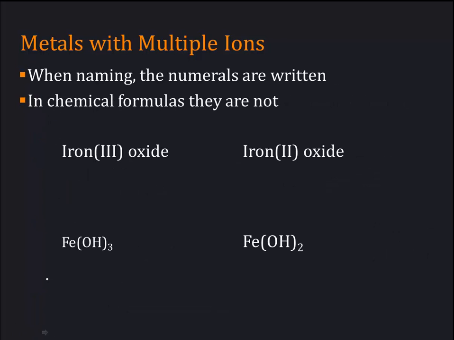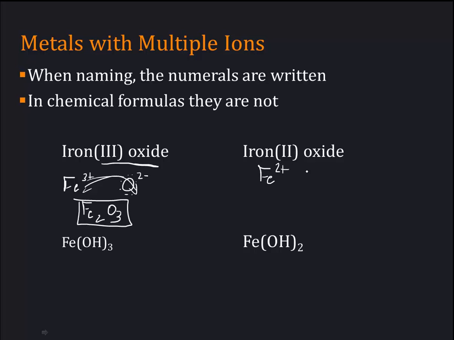Now, when you're naming them, the numerals are written in the name, but in the chemical formula, they're not written. So iron 3 oxide, I look at that. If I want the chemical formula, I'm going to start with iron 3, which is a 3 plus. Oxide tells me oxygen. Oxygen's a 2 minus ion, so I've got to do my charges. That 2 switches, that 3 switches, and I end up with Fe2O3.